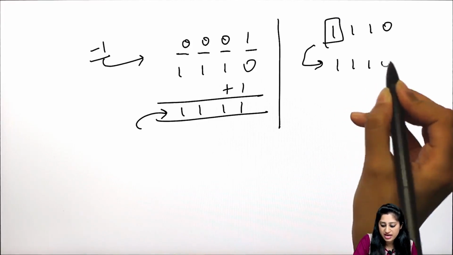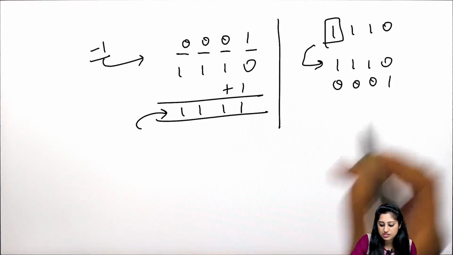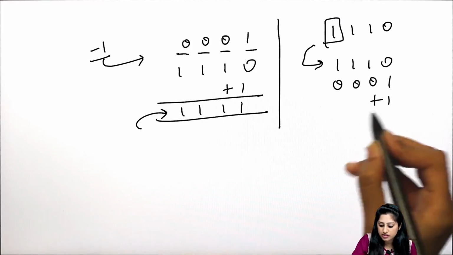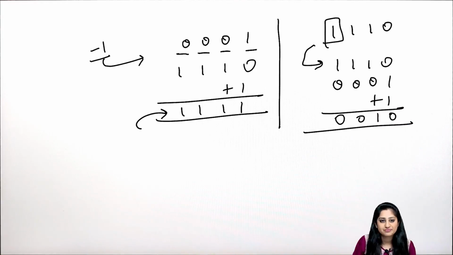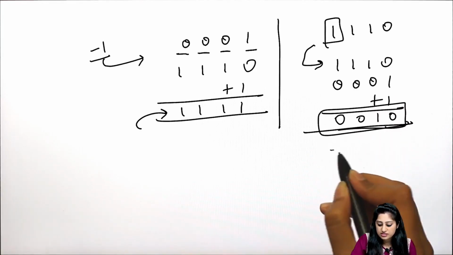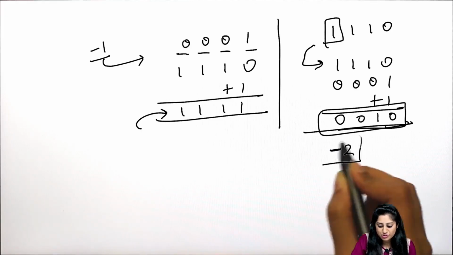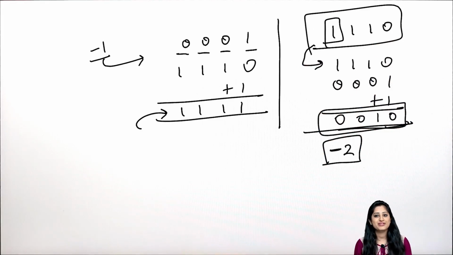So if this is the number we have, take 1's complement first. This will be the 1's complement. Add 1 to the 1's complement. So adding 1 to the 1's complement will make it this. Just convert this to decimal. This is 2. The sign was negative initially, so this is minus 2. So that actually means this is the representation of minus 2.